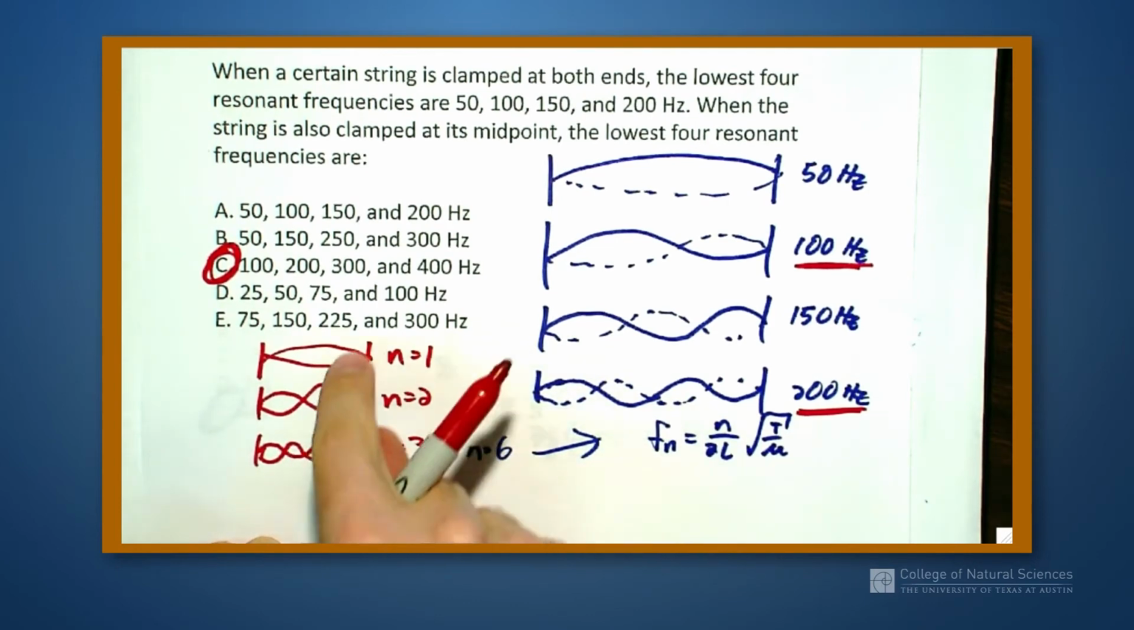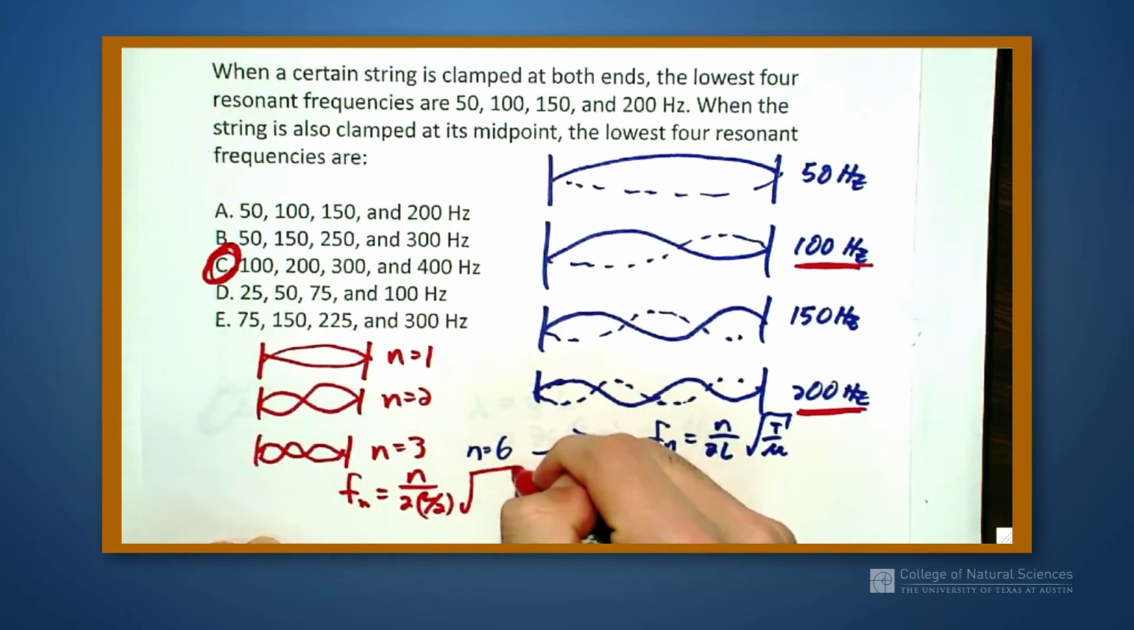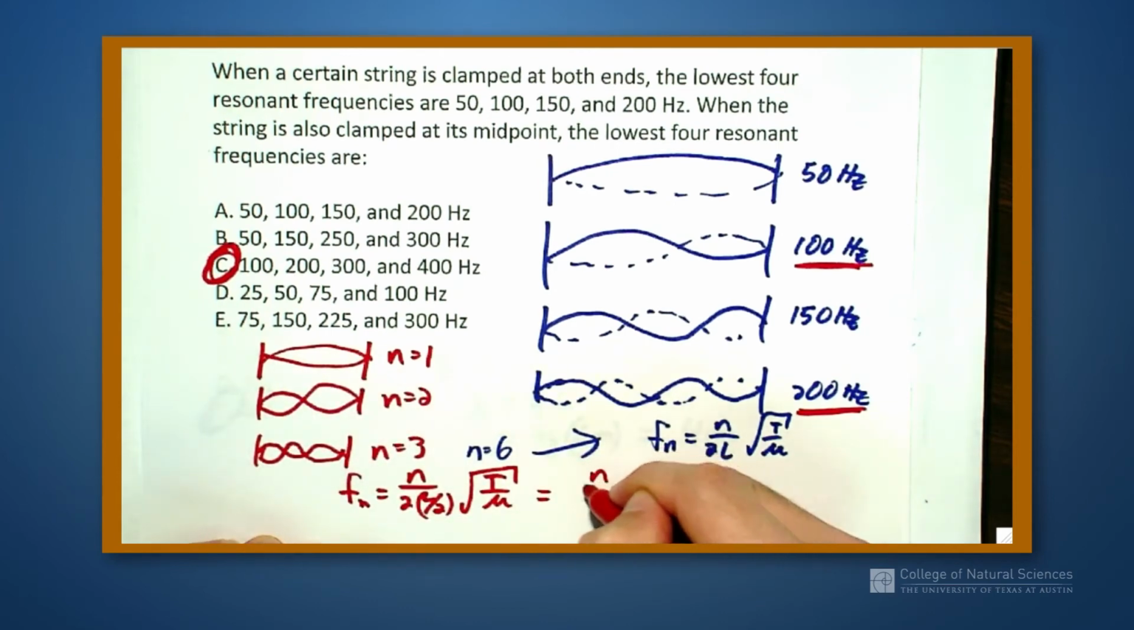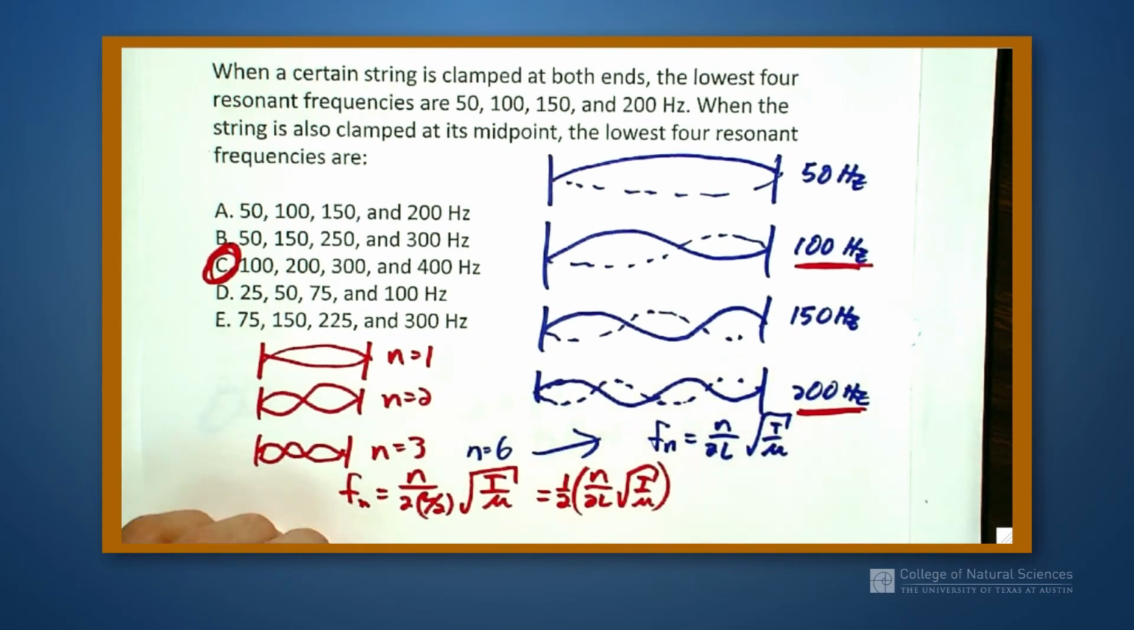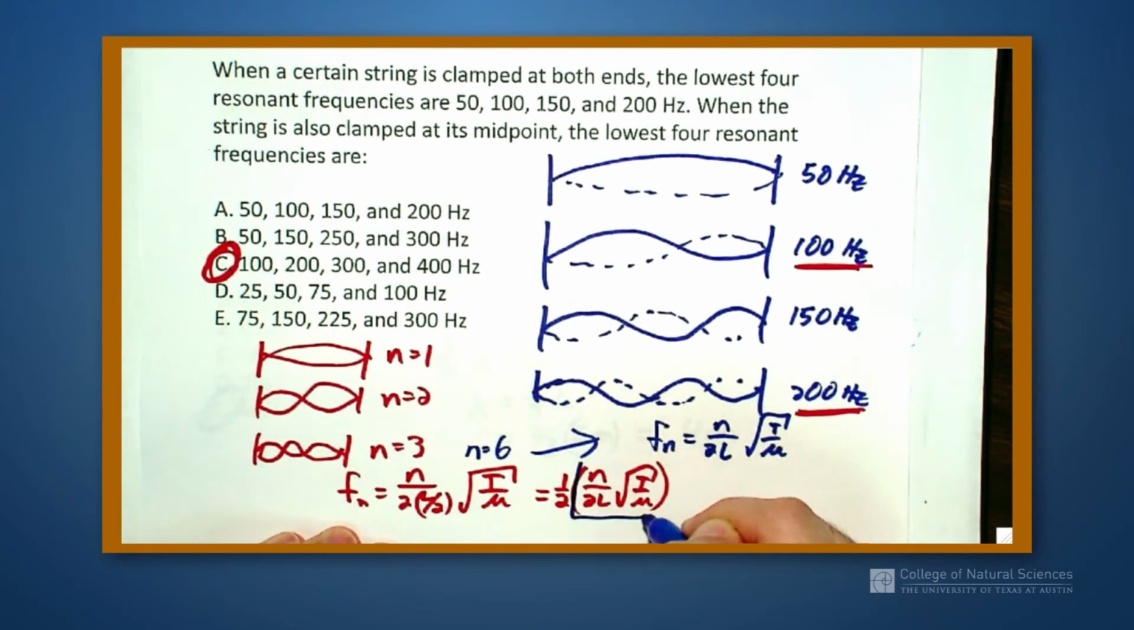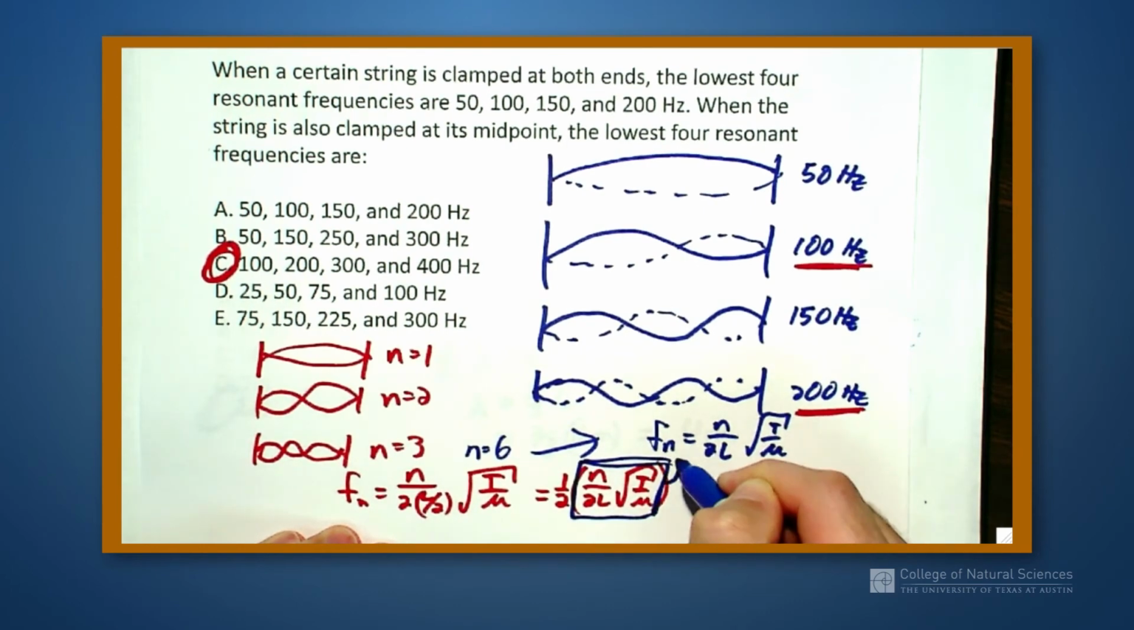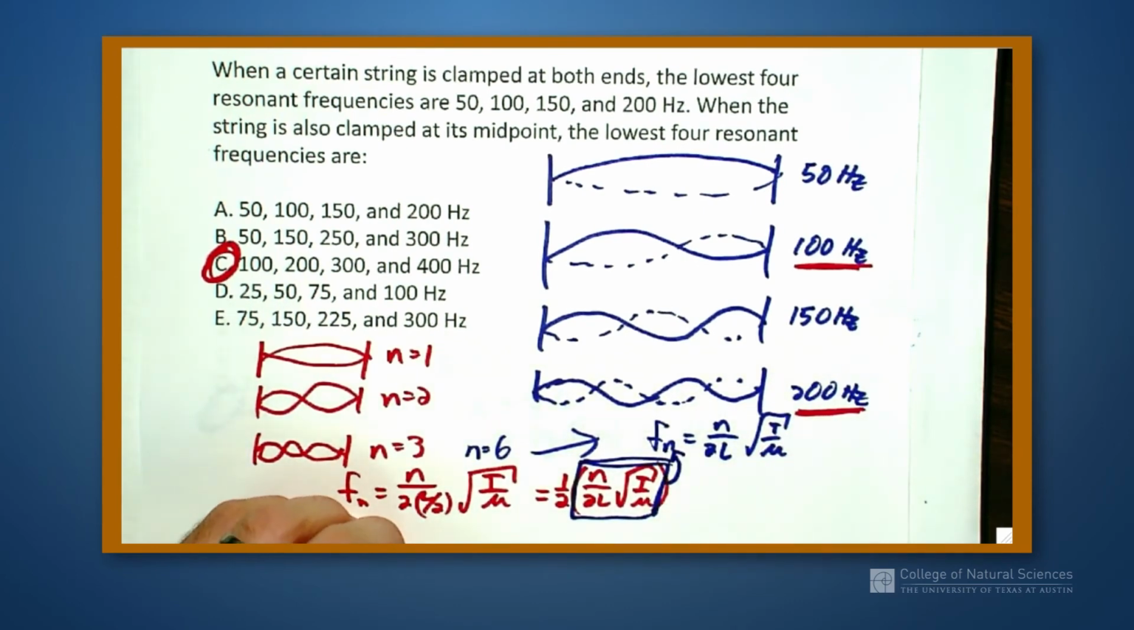So the frequency that we get over here is n over 2, L over 2, because we substitute in our length being half the length, which is equal to n over 2L, square root of T over mu, and we have a 1/2 out in front. And if we notice something, we'll notice that this piece right here is equal to f of n.